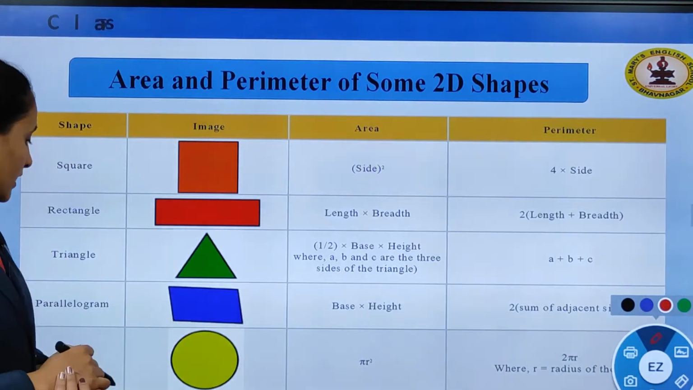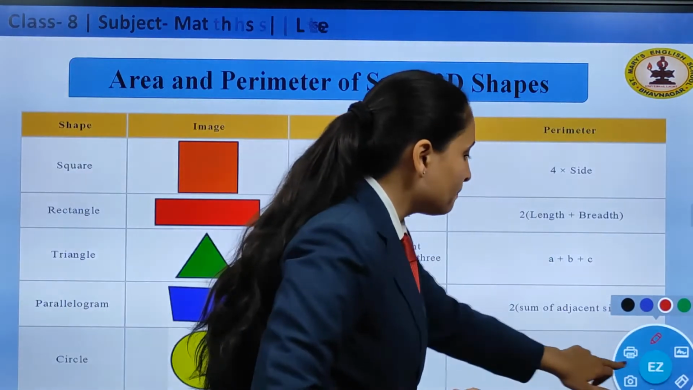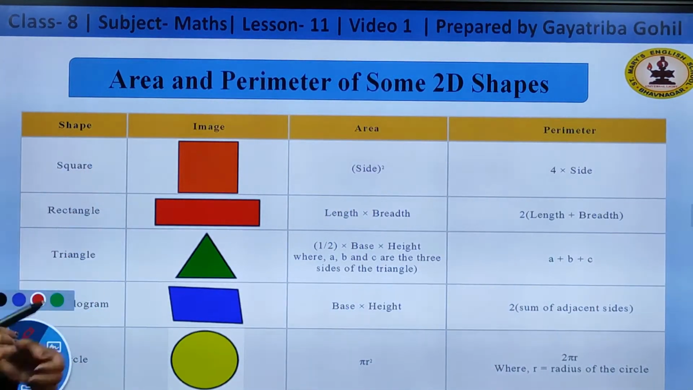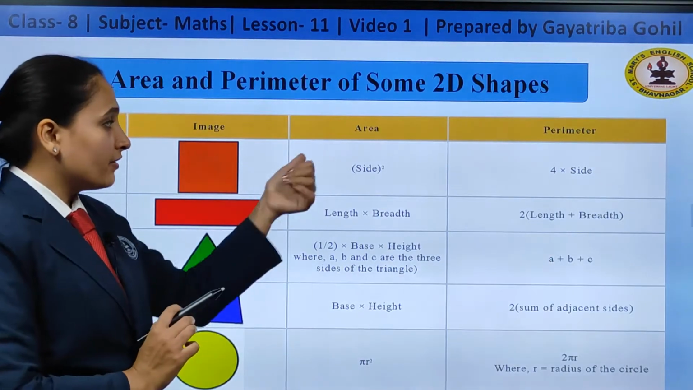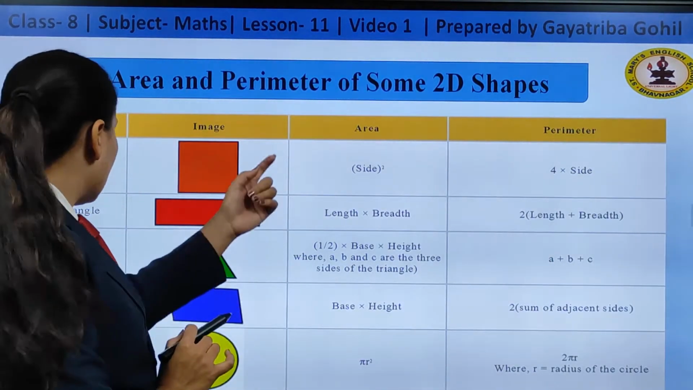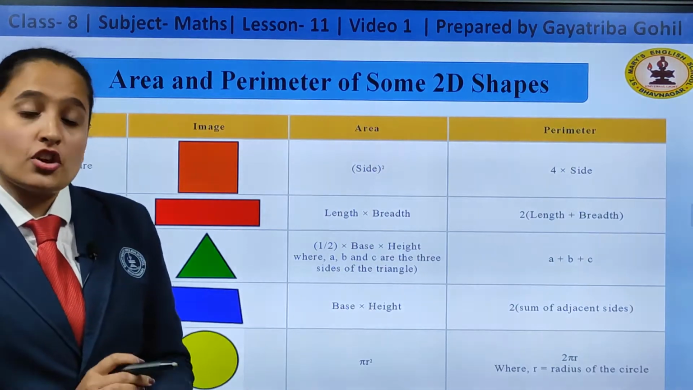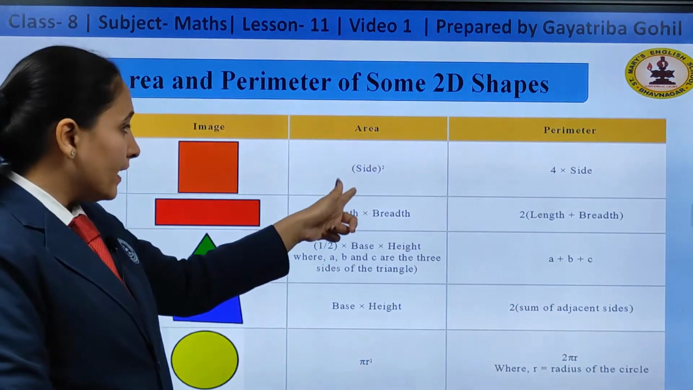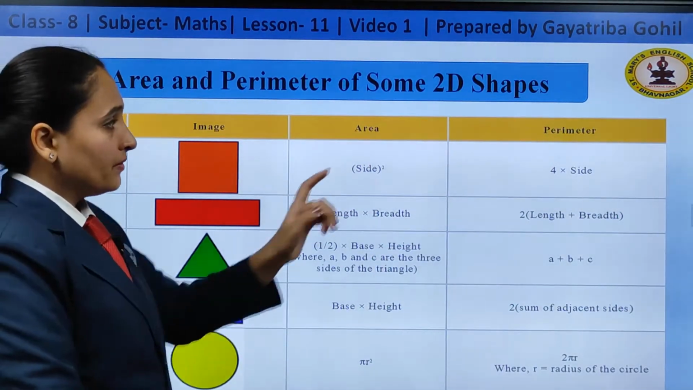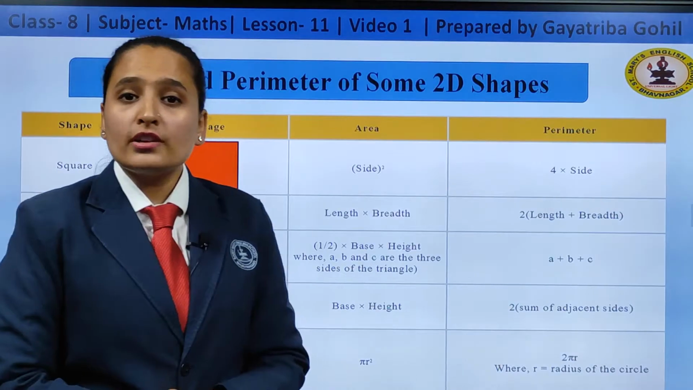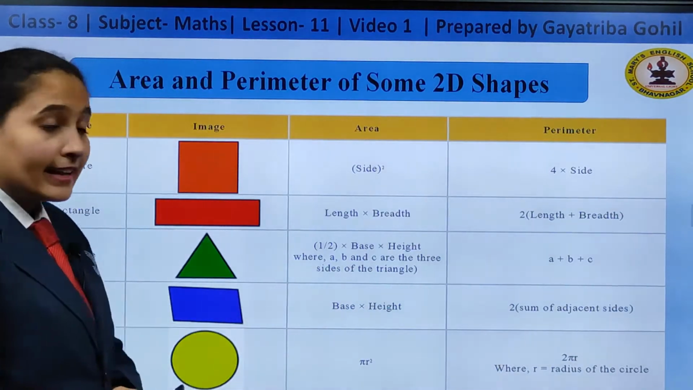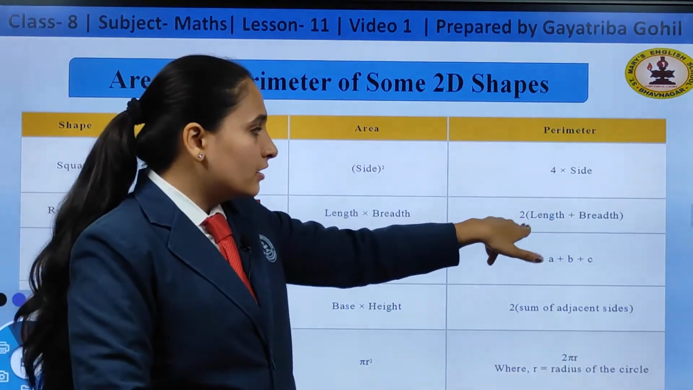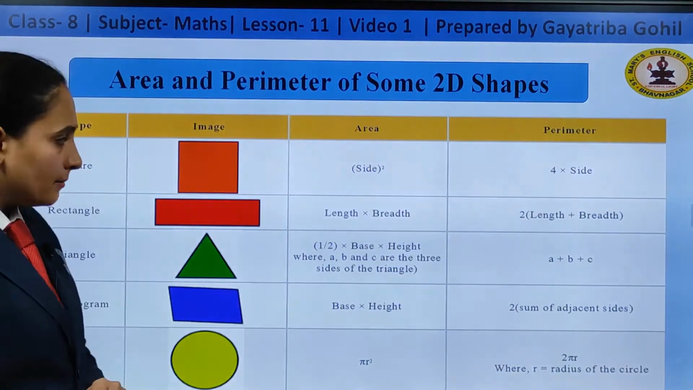Here are some of the formulas that you will have to remember for various shapes. First of all, we have a square. If you want to find the area of a square, we already know what is the formula. It is side square, because all the sides of the square are going to be equal. So you can find the area of a square by the formula side square. If you want to find its perimeter, it is 4 into side. Rectangle, how do you find area of rectangle? Length into breadth, and the perimeter 2 into length plus breadth.